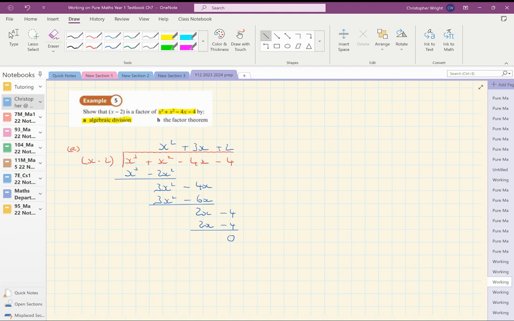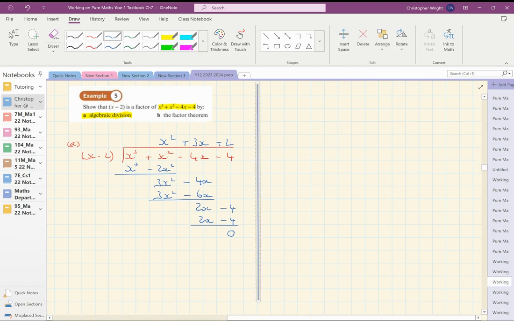Right, let's do part B now. Part B: show that x minus 2 is a factor of that polynomial by the factor theorem. Well, the factor theorem says that if f of 2 equals 0, then x minus 2 is a factor.